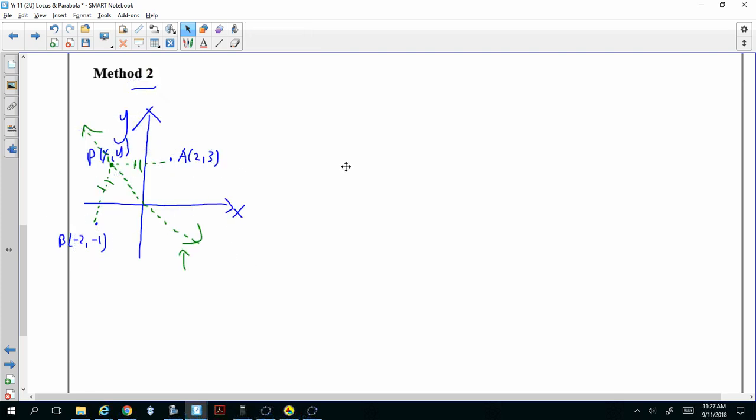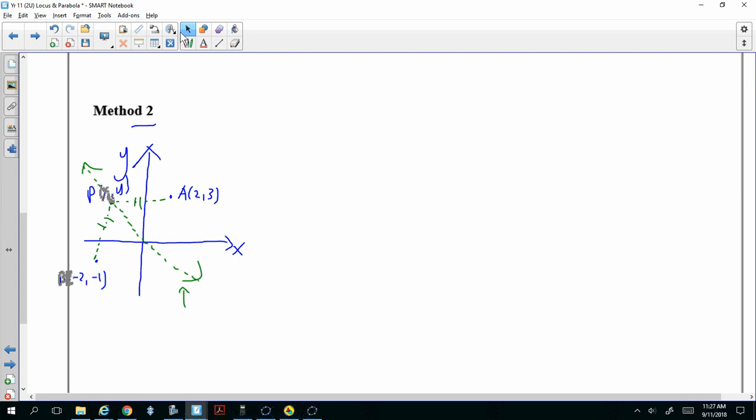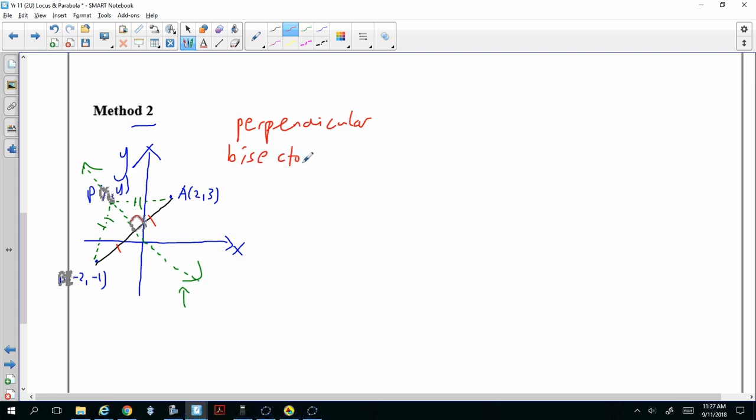So what we're going to do is, this line will be perpendicular to this line in here. So if I join A to B, the locus will be perpendicular to it, and it's going to pass through the midpoint. So it's going to be the perpendicular bisector of the line AB. Okay? So what we do is, we're going to find the midpoint of AB, which is (2 plus negative 2) on 2, (3 plus negative 1) on 2, which is equal to (0, 1).